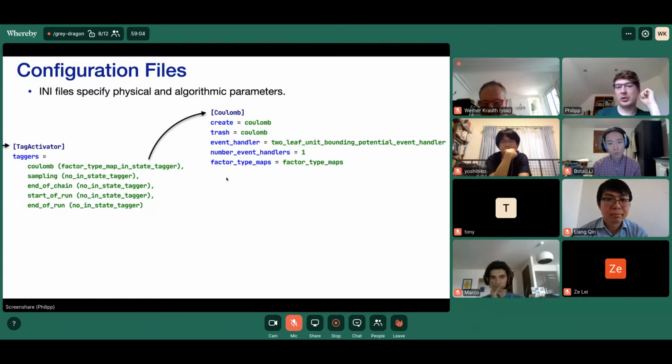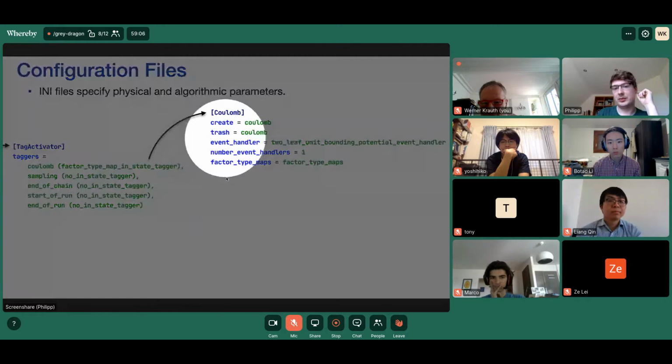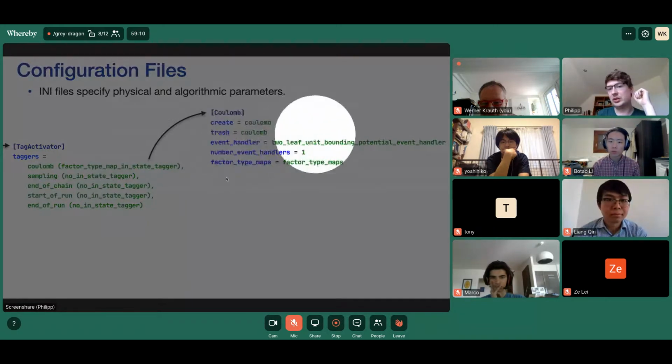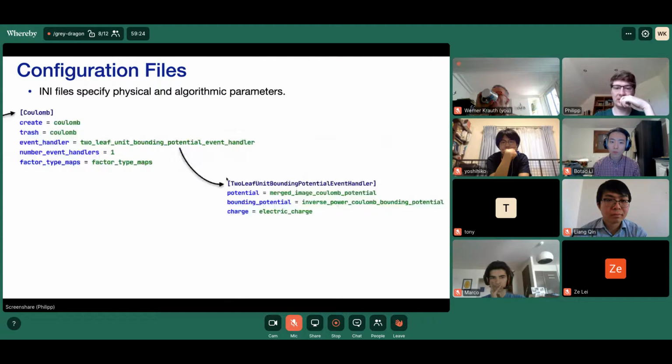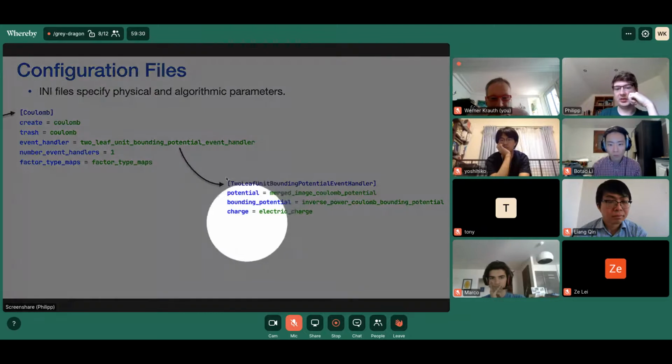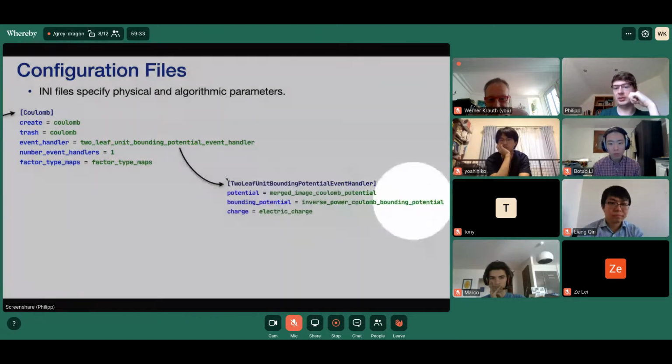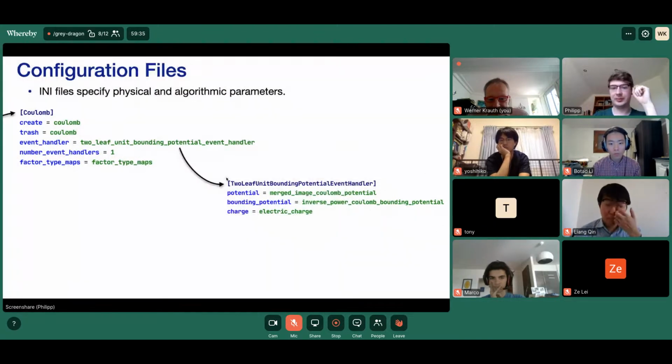However, the real important part is here the event handler. In order to compute events for my Coulomb event, I use the 2-leaf unit bounding potential event handler. What does this mean? It means just that this event handler can treat interactions between 2 atoms, and to treat this interaction, it uses a bounding potential. This is specified in the 2-leaf unit bounding potential event handler, and you can see here it uses some bounding potential to sample the candidate event time.